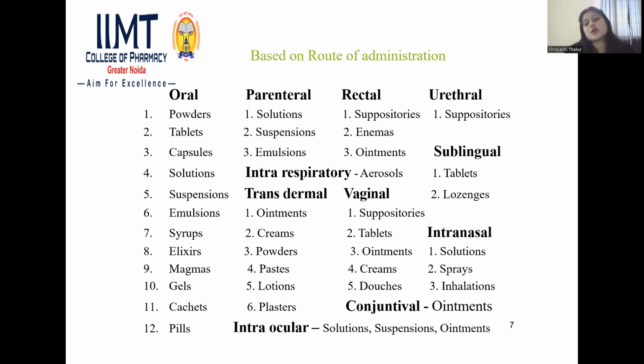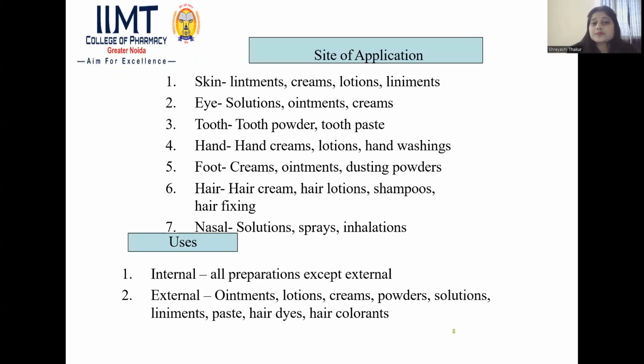Then come to the intraocular route of administration. Intraocular route of administration means the drugs which are used for our eye. Examples of the intraocular route of administration are various types of solutions and ointments which are used in our eyes for the treatment of eye-related diseases or eye-related infections. Then come to our next slide.